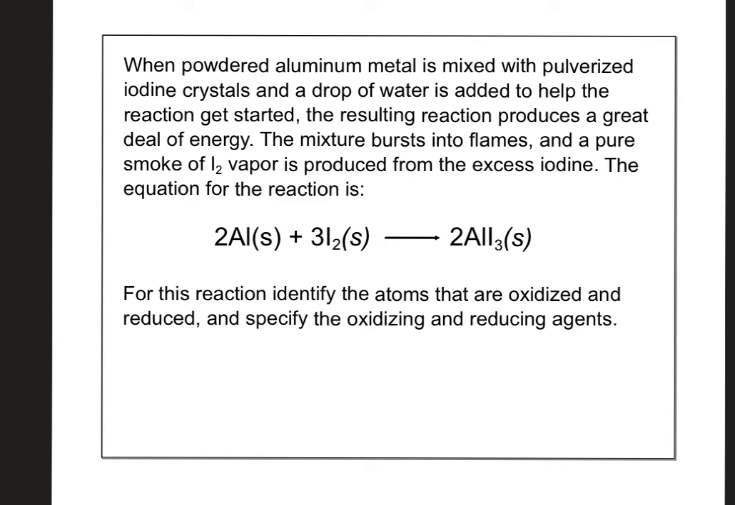For this reaction, identify the atoms that are oxidized, reduced, and tell me the chemicals that are the oxidizing and reducing agents. So I would like you to assign oxidation numbers to I2, and this is AlI3, capital A, capital I at the end. I want you to do the oxidation numbers, tell me what element is oxidized, what element is reduced, and then what chemical formula is the oxidizing agent and what chemical formula is the reducing agent. I'm going to put the answer up in 3, 2, 1.